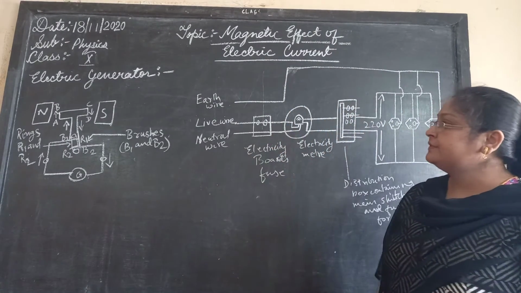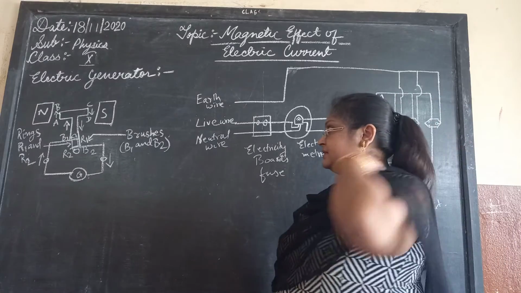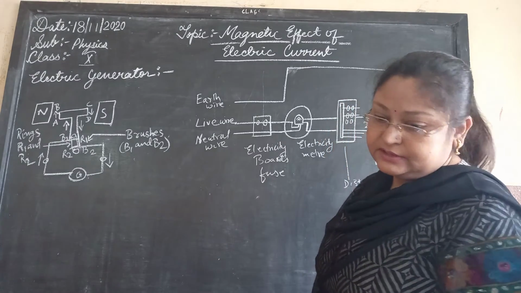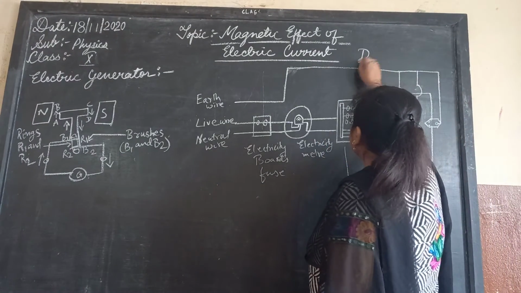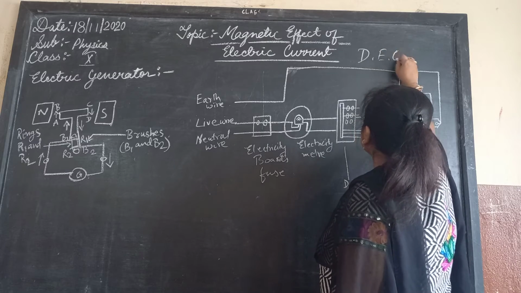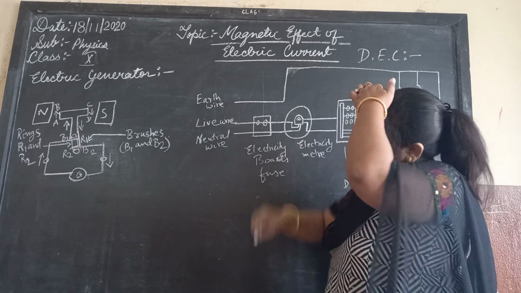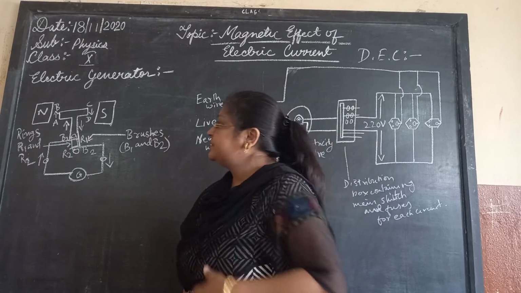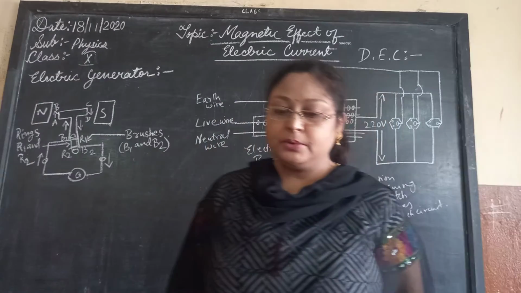We are going to start the left out part of this particular chapter, magnetic effect of electric currents. So in magnetic effect of electric current, two things are there: the electrical generator and the domestic electric circuit. Here we have electrical generators, as I have told you about the motors.